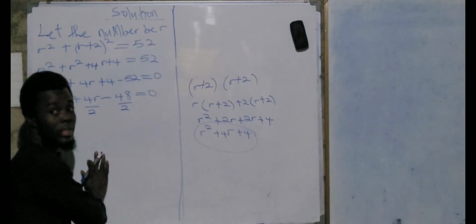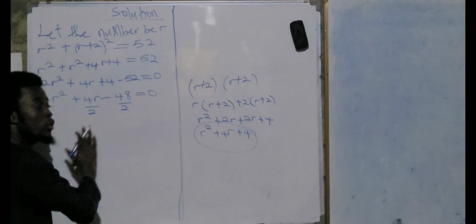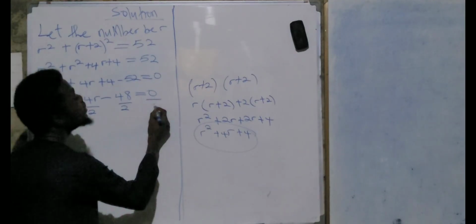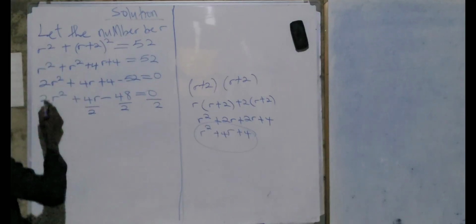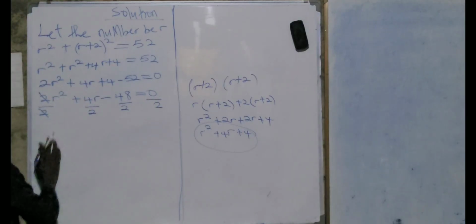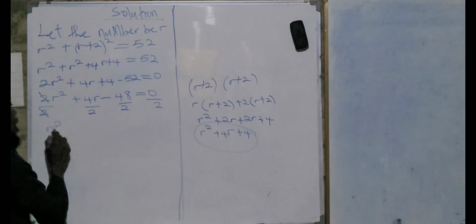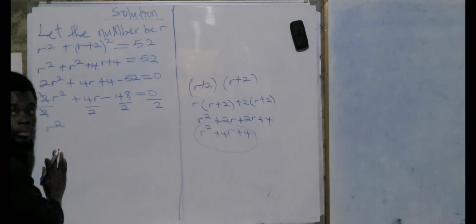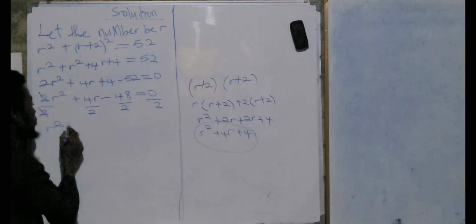This is an equation, right? So what you do on the right hand side can be done on the left hand side as well. So I will still divide it by 2. So these 2 and these 2 will reduce. So what is remaining now? It's R square now, only.